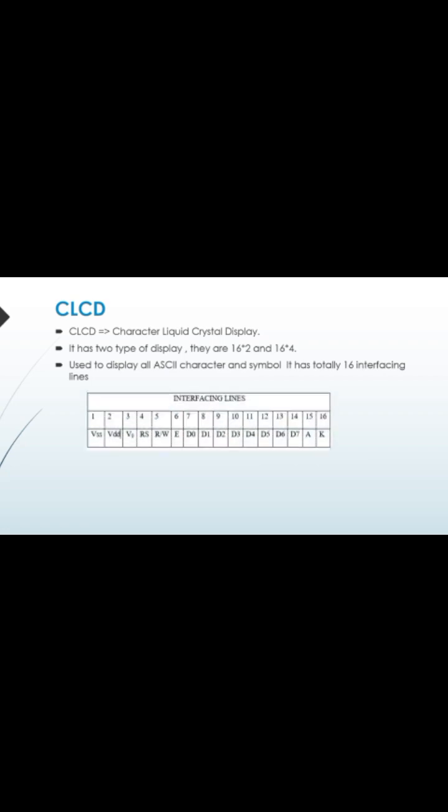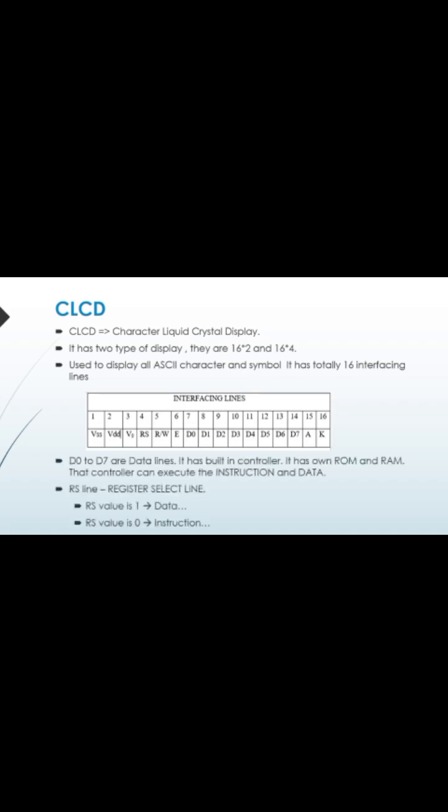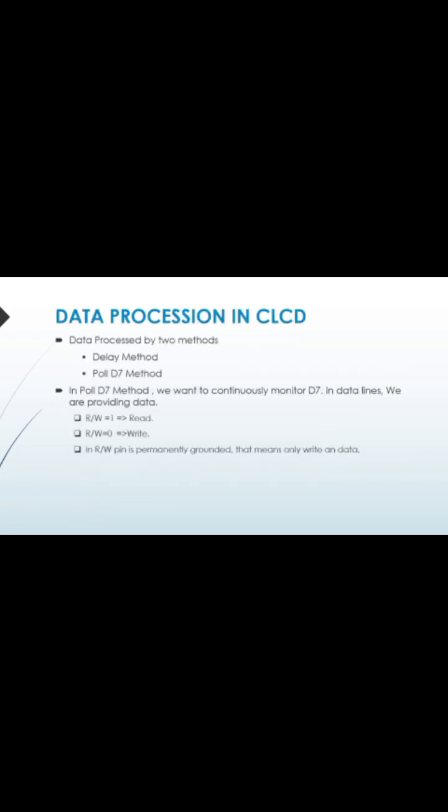It has a total of 16 interfacing lines, in which D0 to D7 are data lines. It has a built-in controller. It has its own RAM and ROM. The controller can execute instructions and data. RS is the register select line. If the RS value is 1, it is data, and if the RS value is 0, it is an instruction. And data processing in CLCD.